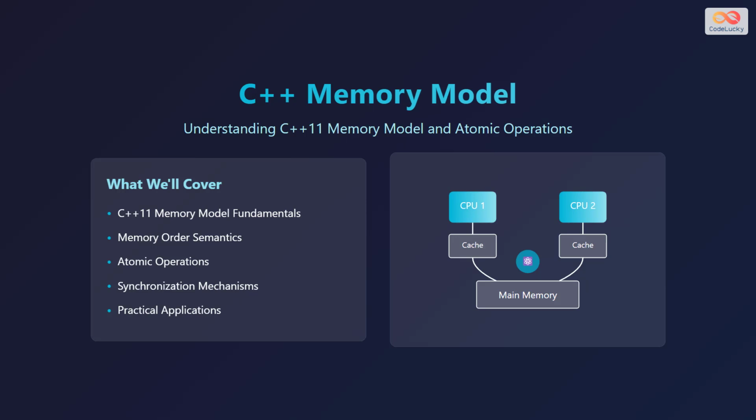In this presentation, we will explore the C++ memory model, with a focus on understanding the C++11 memory model and atomic operations. This is very important when writing multi-threaded programs. It helps in creating robust and reliable concurrent applications. We'll cover the fundamentals, memory order semantics, atomic operations, synchronization mechanisms, and practical applications.